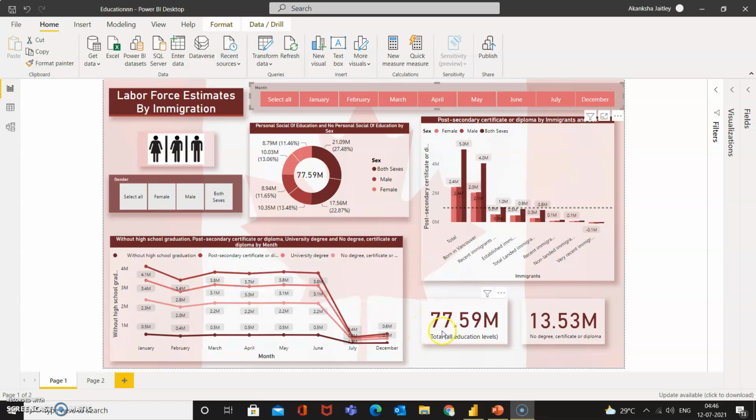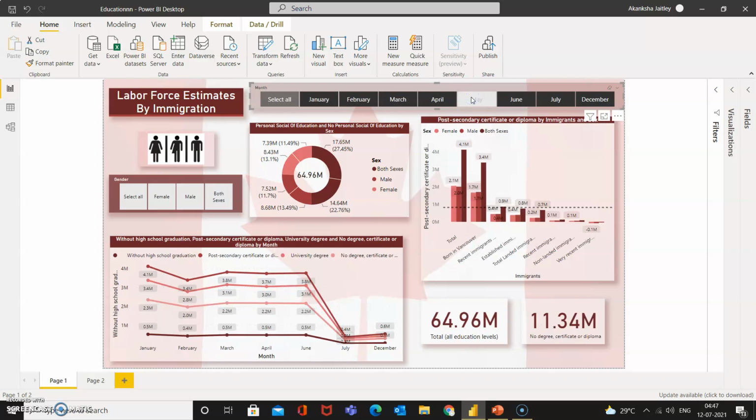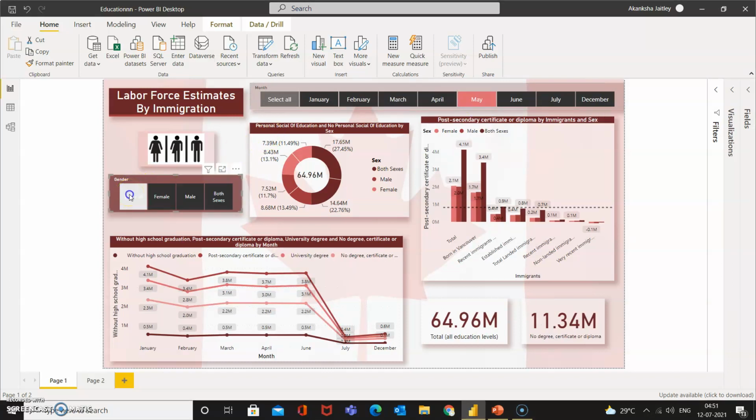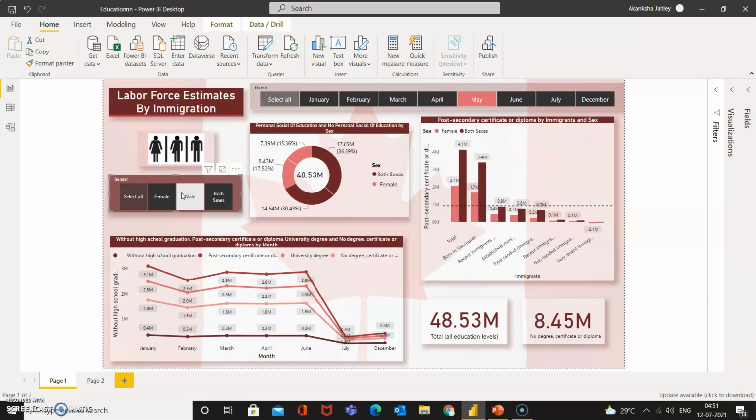These are the 2 cards. One shows the population of total education level of all the immigrants, and the second card shows the population of immigrants with no degree, certificates or diplomas. We have a slicer on the top of the page which shows the number of months. We can select all of the months, or we can even go for any specific month for in-depth visualization. This over here is our second slicer. We can select all genders, or we can even go for a specific gender.